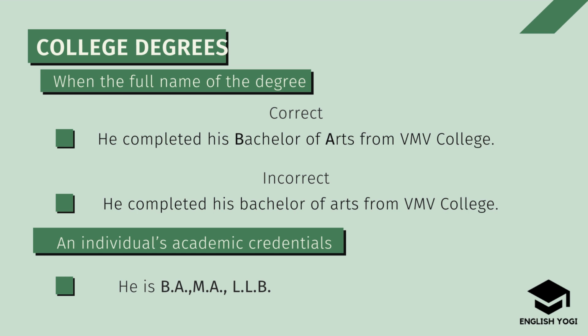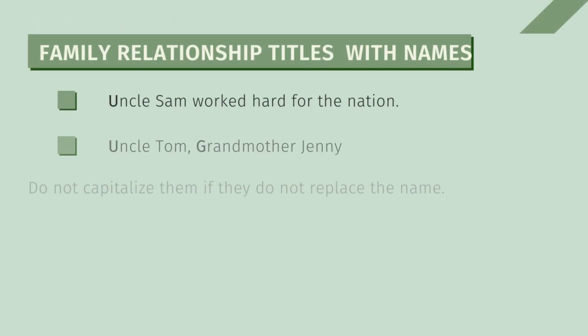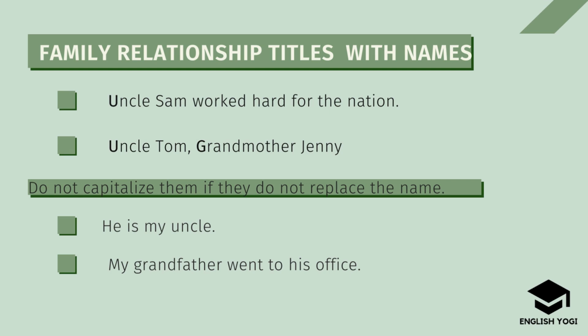And the next one is that when we are giving the introduction of any person with his degree or academic credentials, that should be written in capital letters. The example is here: he is BA, MA and LLB. The next rule is about family relationship titles, which should come with names.